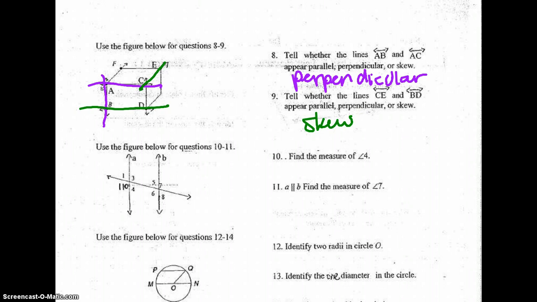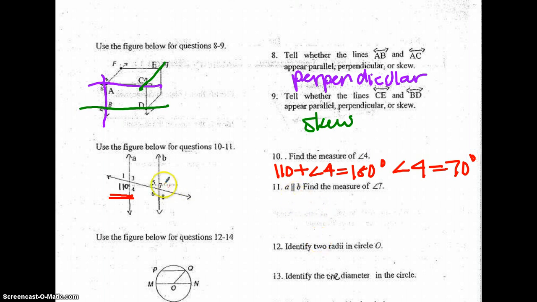Next one, find the measure of angle 4. Okay, so the measure of angle 4 is right here. 110 and angle 4 are adjacent angles, and adjacent angles add to 180. So this would mean 110 plus angle 4 is equal to 180 degrees, which would make angle 4 equal to 70 degrees.